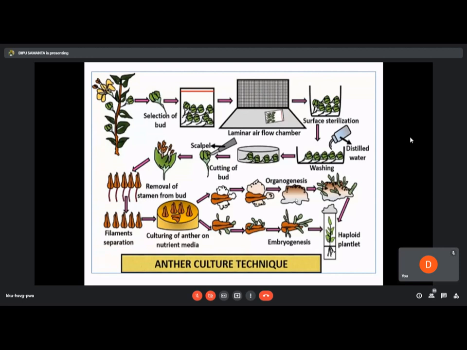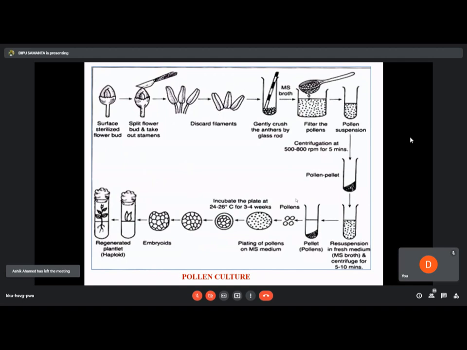Now, another process for haploid culture is the pollen culture. Here, we just use the pollen cells, that is after removal of the filament, whenever we are choosing those anther portions, then gently crush those anthers with a glass rod, then filter the pollen, then after centrifugation, collection of pollen suspension. This pollen suspension is used for callus formation. From this callus, after embryogenesis, a plantlet is formed.